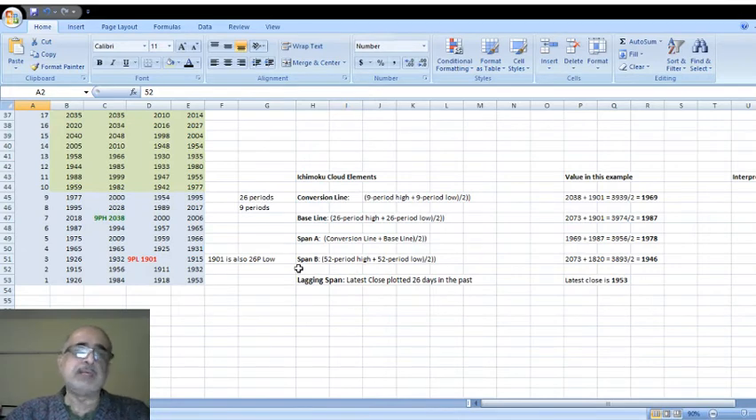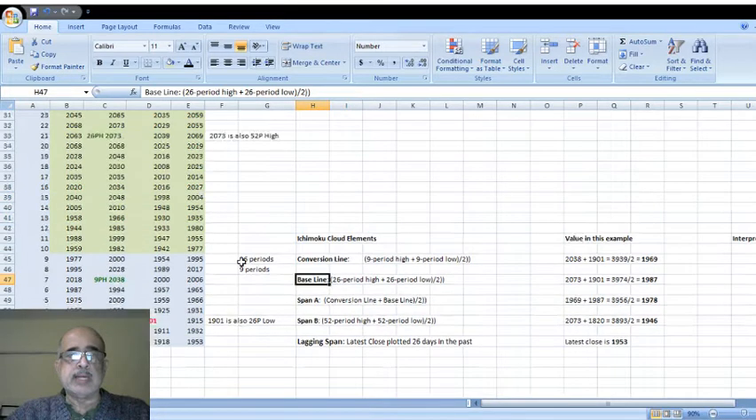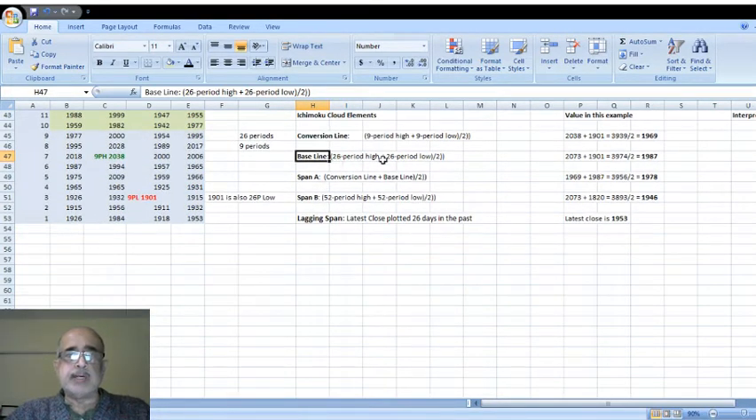So there are 5 elements in Ichimoku. One is the conversion line, that is the 9 period high plus the 9 period low divided by 2. Then there's a baseline, which is the 26 period high plus the 26 period low divided by 2. It's making averages. Span A is the conversion line plus the baseline, divided by 2, and span B is the 52 period high plus the 52 period low divided by 2. The lagging span is the latest close, which is plotted 26 periods in the past.